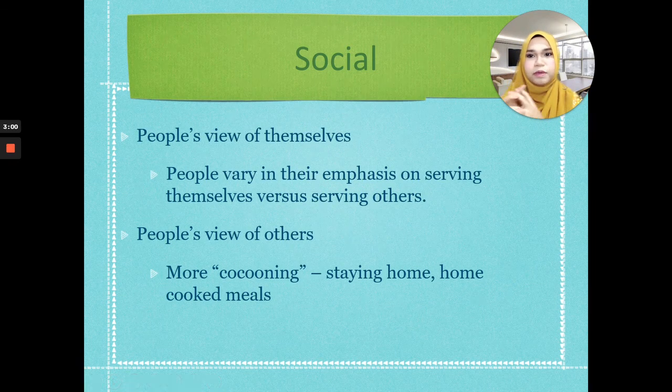Now, when you talk about people's view of themselves, there are very huge differences between the Americans and the Eastern people. People vary in their emphasis on serving themselves versus serving others. There are people willing to sacrifice everything for others, especially their family members. This is the culture or people's view about society in Eastern countries like China, Japan, including Malaysia.